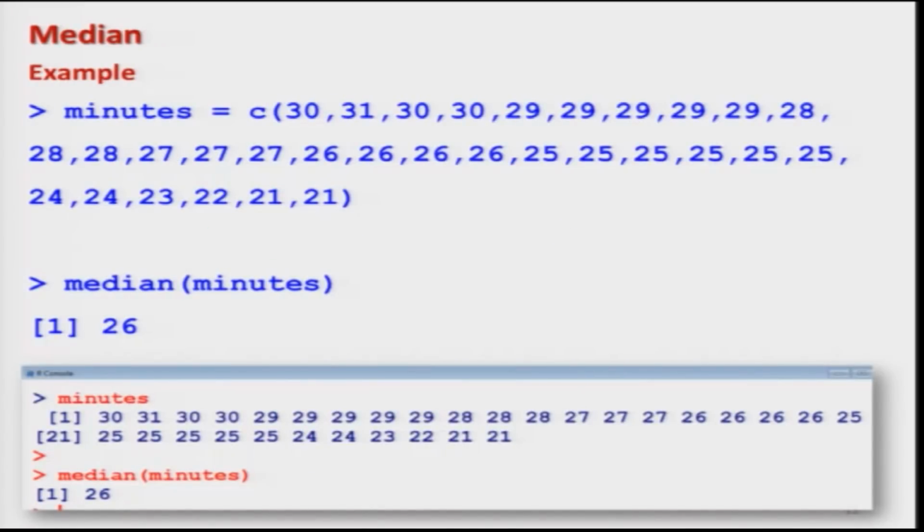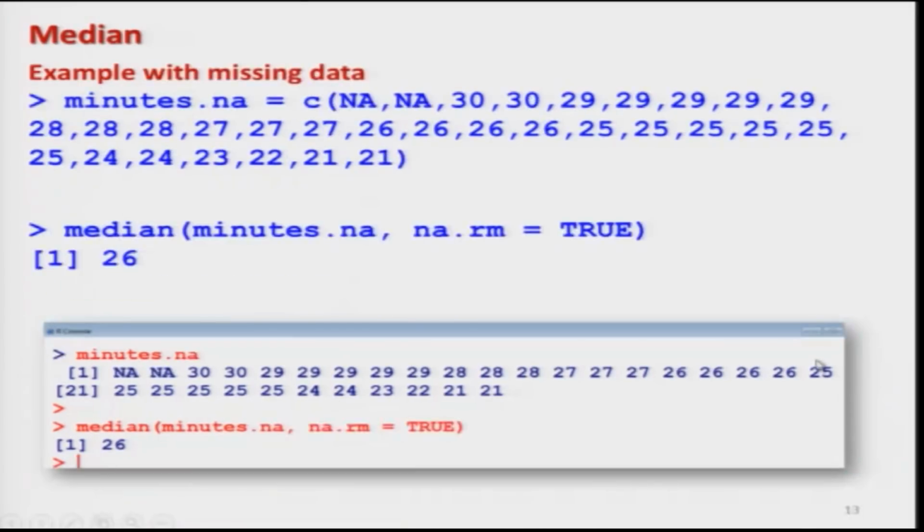So, I now collect all the data on the minutes inside this data vector, minutes, and I find the median of minutes. This comes out to be 26. You can see this matches the value you obtained earlier, and this is the screenshot. I would also like to show you, inside the same data, how to handle missing values.